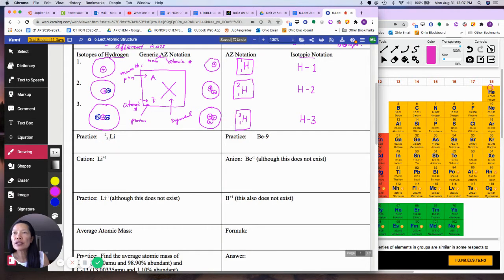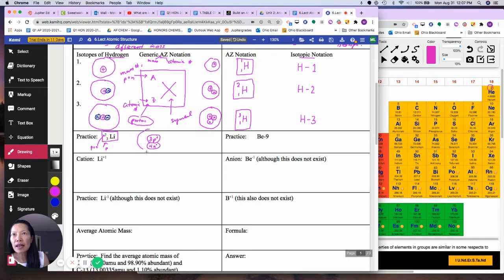Okay, so let's practice drawing some atoms given the AZ notation. So if this is lithium, and the number underneath is 3, that means it has 3 protons. So you would draw 3 protons. I would just draw that because I don't want to draw 3 circles. It would be hard to read. Then the mass is 7. So the 7 would be the protons and the neutrons. Therefore, 7 minus 3, there will be 4 neutrons.